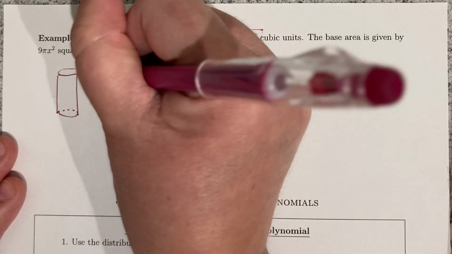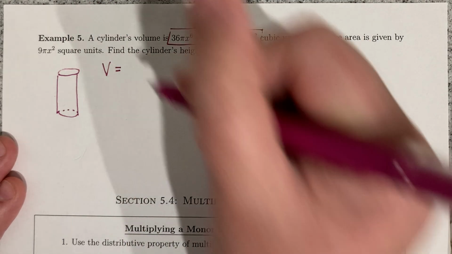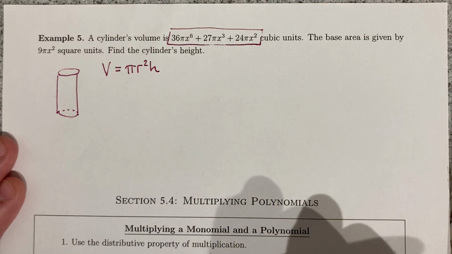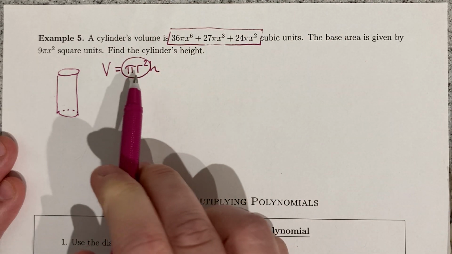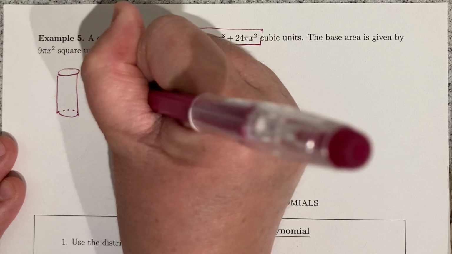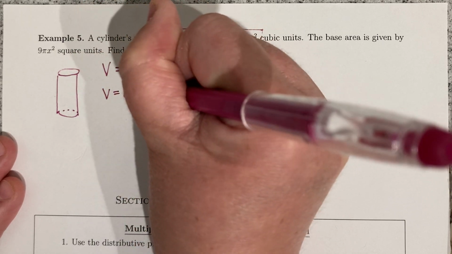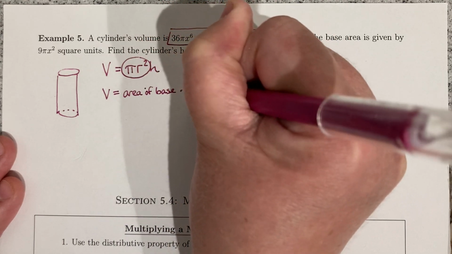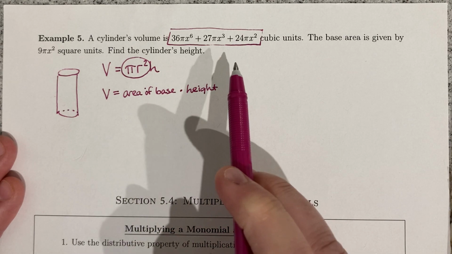So we need to figure out how to do the volume. So the volume of a circular cylinder is pi r squared h. But this pi r squared is the area of a circle, the area of the base. So the other way to look at this formula is that it's the area of the base times the height. And that's what they want us to use for this one.